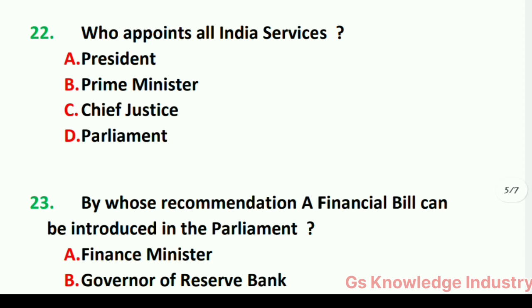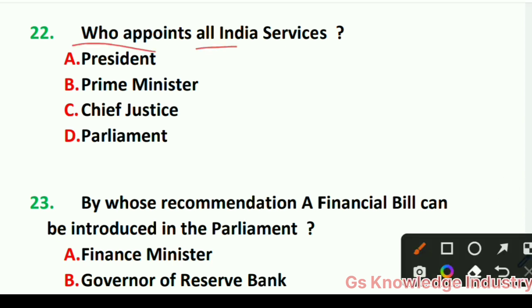22 number question. Who appoints all Indian services? Option A, President. Option B, Prime Minister. Option C, Chief Justice. Option D, Parliament. Here the right answer is option A, President, right? President appoints.